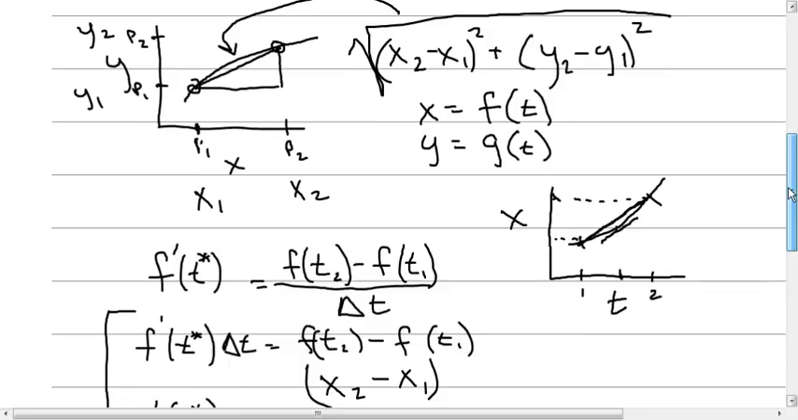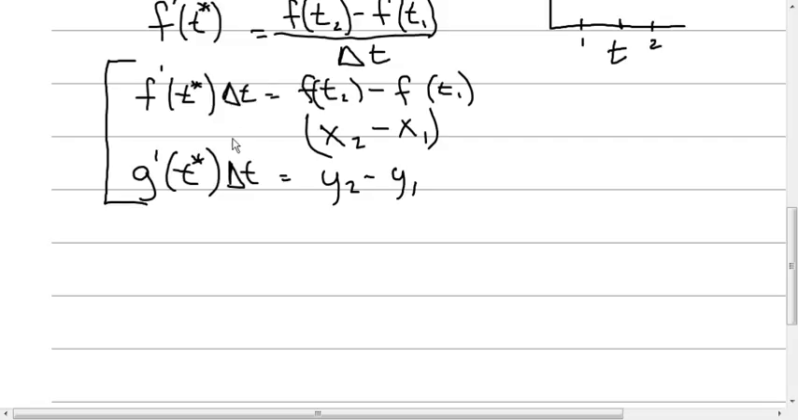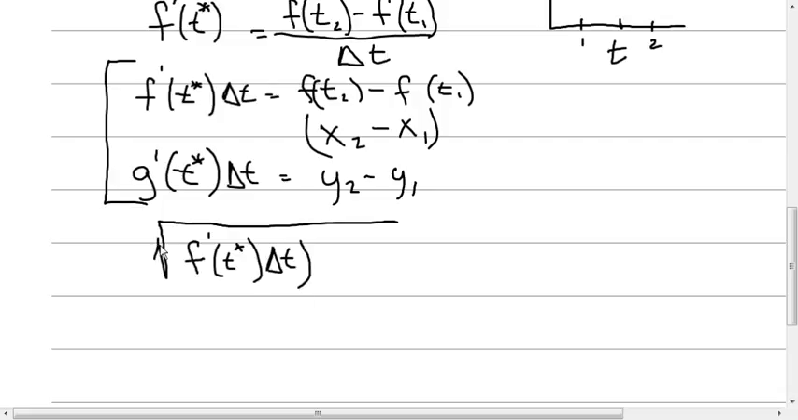Well, we can go back up here and look at our equation, and we can rewrite it using these definitions instead of using these definitions, and we're going to get something like the square root of f prime t star delta t, this quantity squared, plus g prime t star delta t, this quantity squared. Okay, that's our line segment.